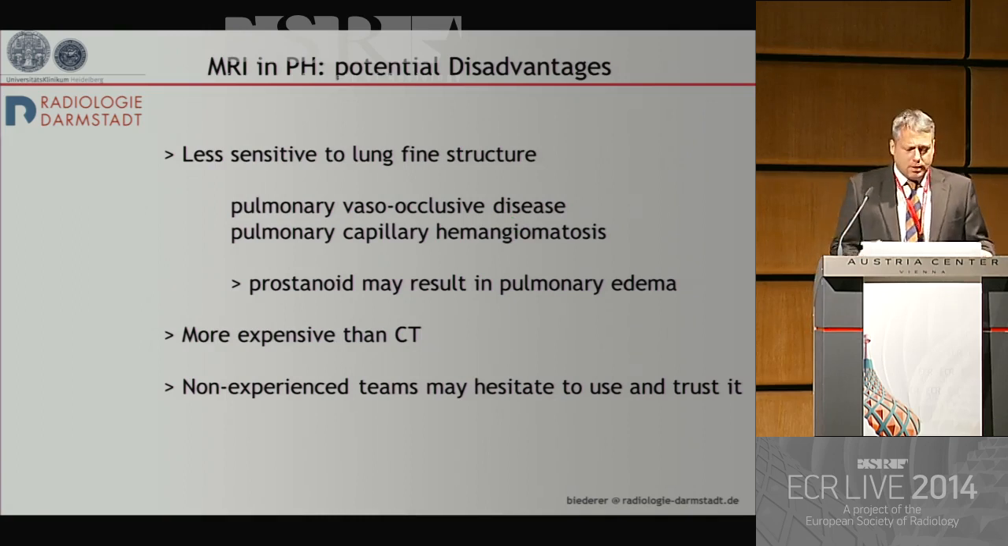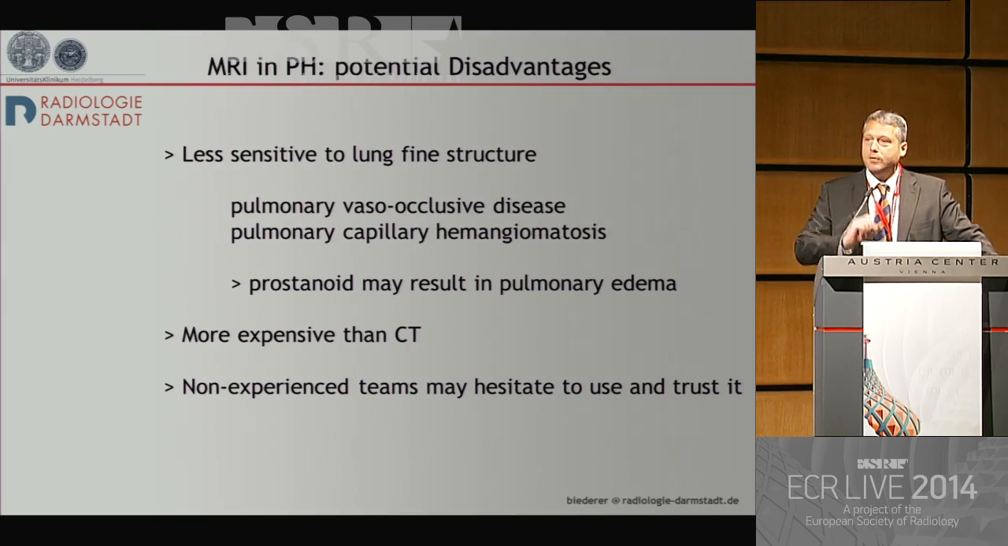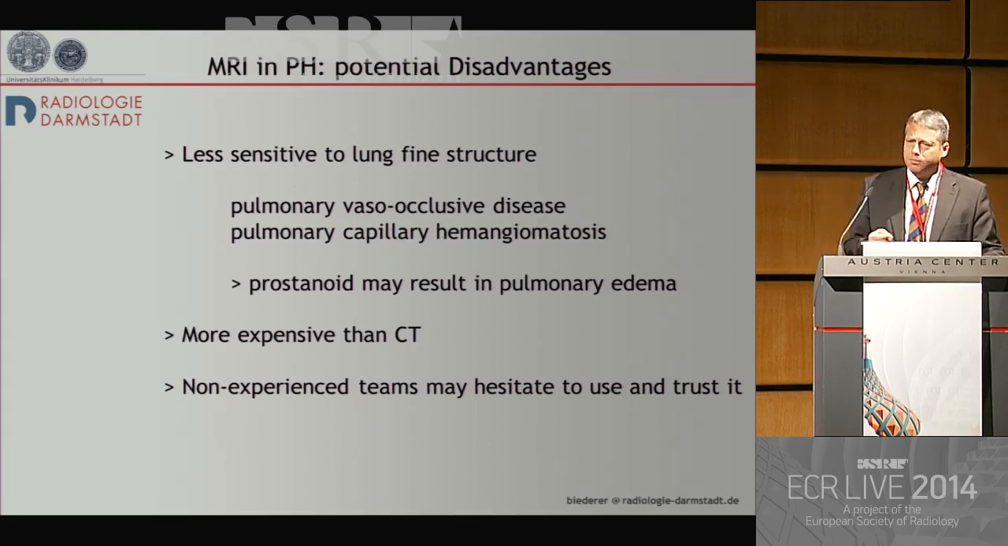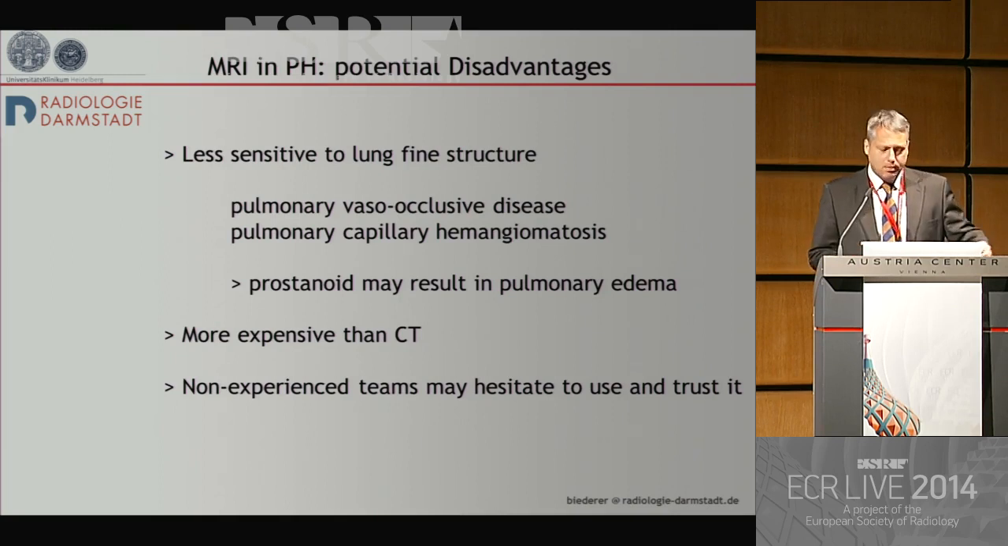Well, we have seen these images, and we can, of course, say a lot about the vessels, but you may argue that this is less sensitive to lung fine structure. In particular, if you look at these two conditions, pulmonary veno-occlusive disease or pulmonary capillary hemangiomatosis, which have more or less subtle changes in the lung parenchyma, you would have to have a closer look at what really happens, how does this present. And of course, this may end up in a catastrophe giving prostanoids. It would be important to say if we can see these on MR.